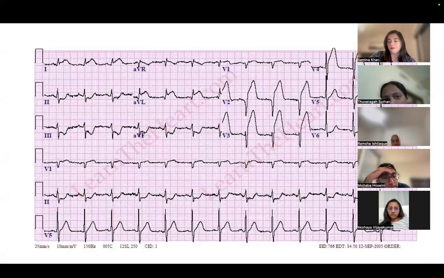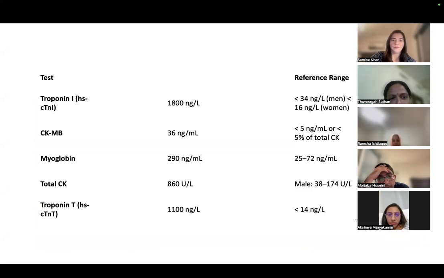So, the ECG: I can see ST elevation, ischemic changes at V2, V3, and V4 as well, maybe. So it's kind of an anterior MI. So the troponin is elevated.